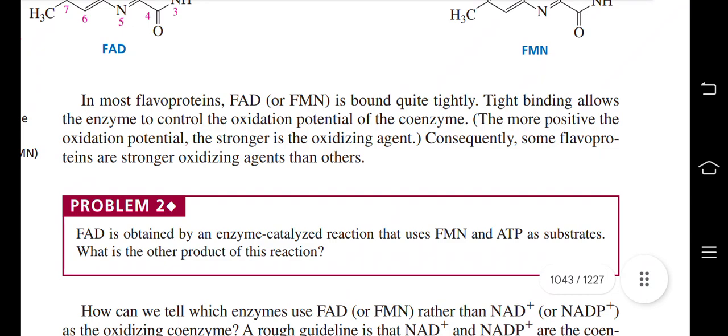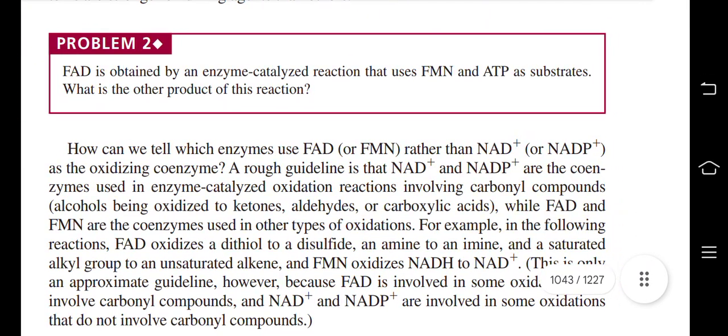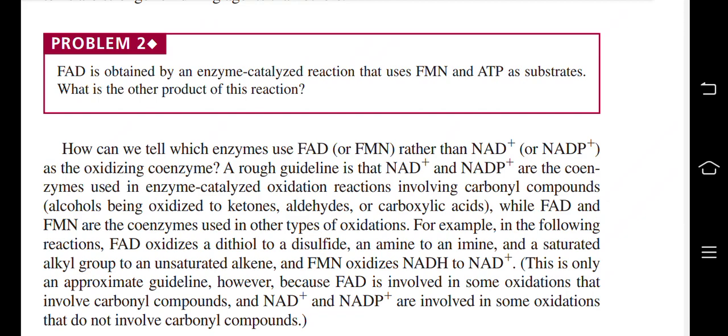In most flavoproteins, FAD is bound quite tightly. Tight binding allows the enzyme to control the oxidation potential of the coenzyme. Consequently, some flavoproteins are stronger oxidizing agents than others. How can we tell which enzymes use FAD rather than NAD positive? A rough guideline is that NAD positive and NADP positive are the coenzymes used in enzyme-catalyzed oxidation reactions involving carbonyl compounds, while FAD and FMN are the coenzymes used in other types of oxidations.